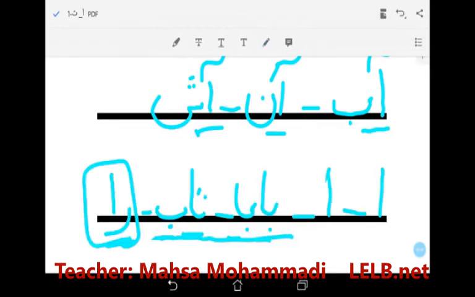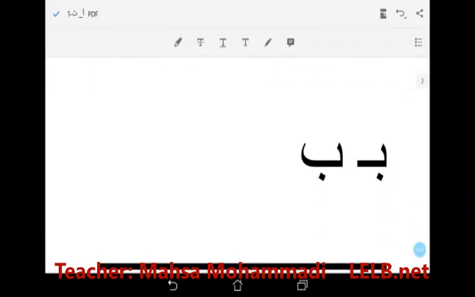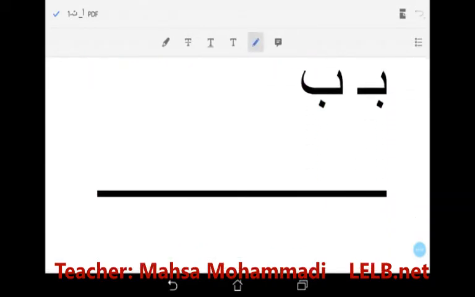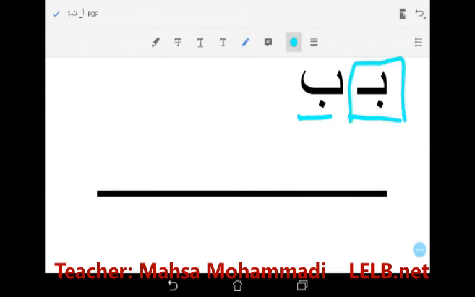Let's move on to the next letter. The next letter in Farsi is called B. B sounds B. As you see here, again it has two forms, but this time it's not about being initial or non-initial, it's about being non-ending B or ending B. This one is the non-ending B, which means it comes either at the beginning or in the middle of the words. This is how you would write it down.